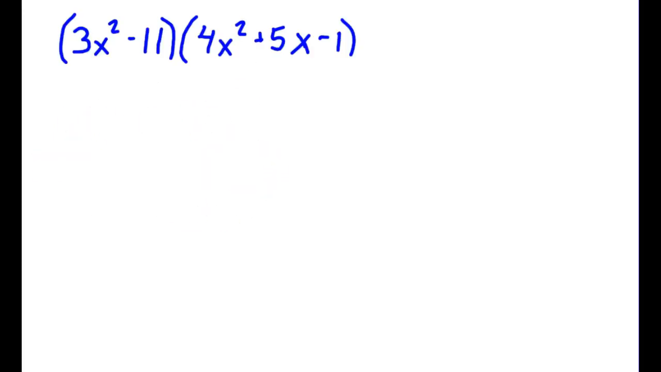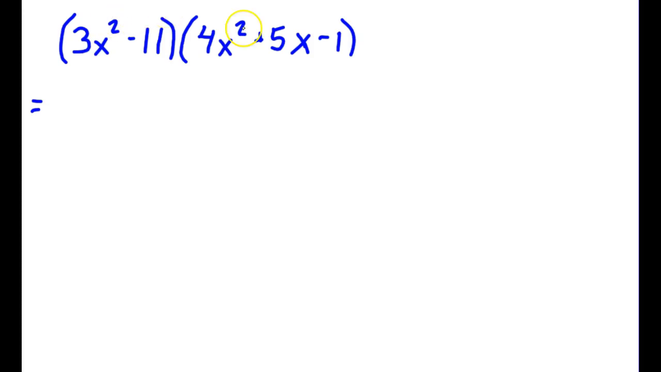Last example, we have a binomial multiplied by a trinomial, 3x squared minus 11 times 4x squared plus 5x minus 1. In this, we have to use a form of the FOIL method. We're going to take 3x squared times all three terms in our second polynomial, and then we're going to take negative 11 times all three terms in our second polynomial. After that, we have to combine like terms.